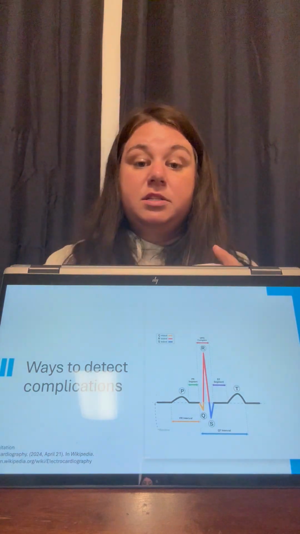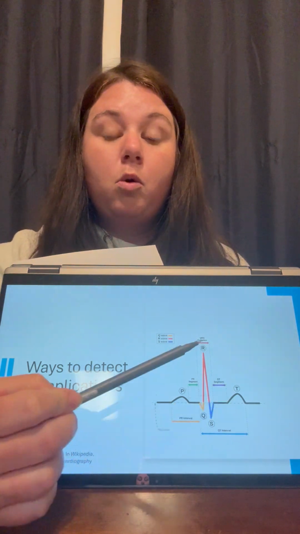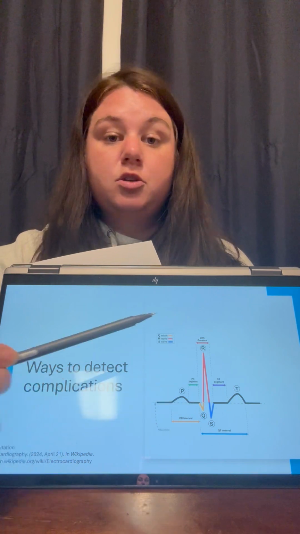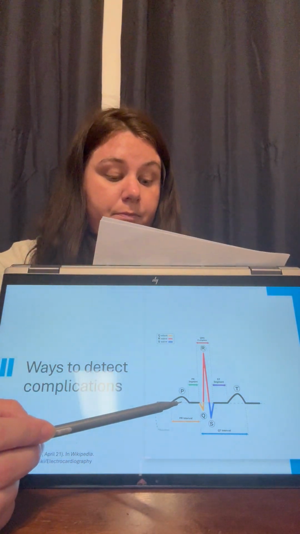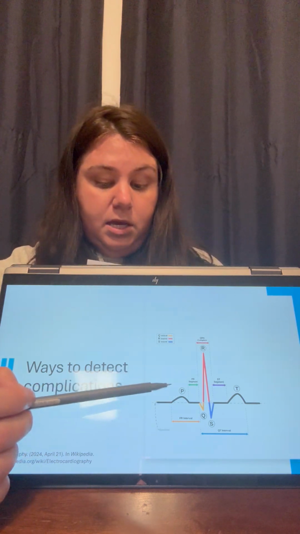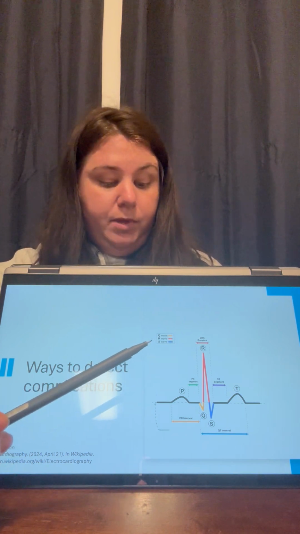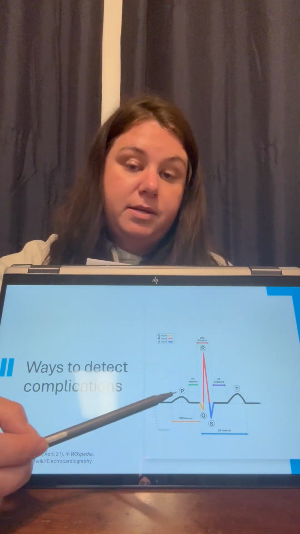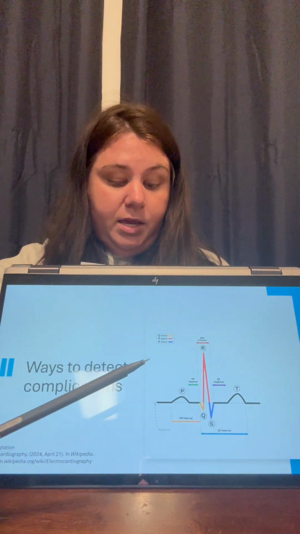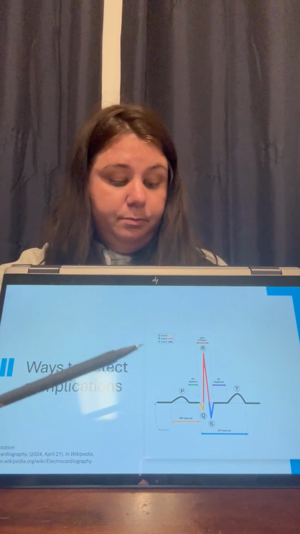There are ways that you can detect heart complications. This picture right here is a view of a normal EKG. EKGs can also be called ECGs. An EKG is a test that can pick up abnormalities. An EKG can pick up different waves in the heart and how the heart is functioning. Examples of complications that can be seen in an EKG or an ECG are atrial fibrillation or hypokalemia.